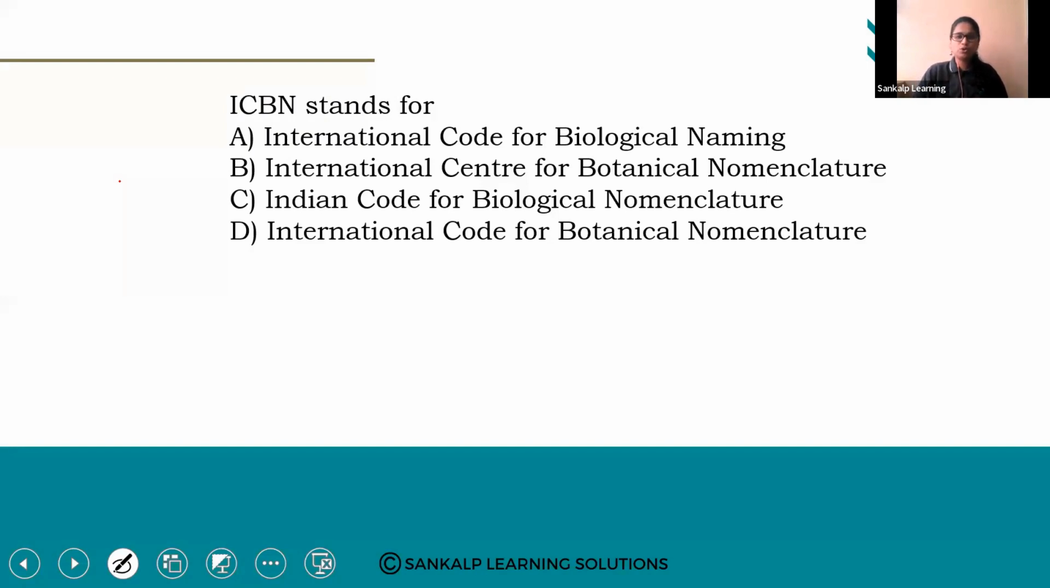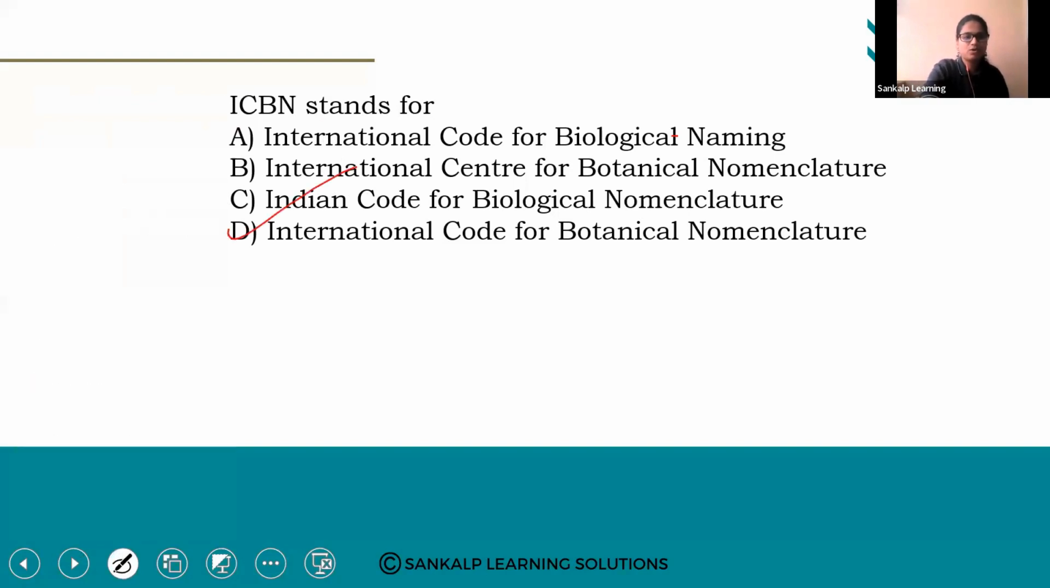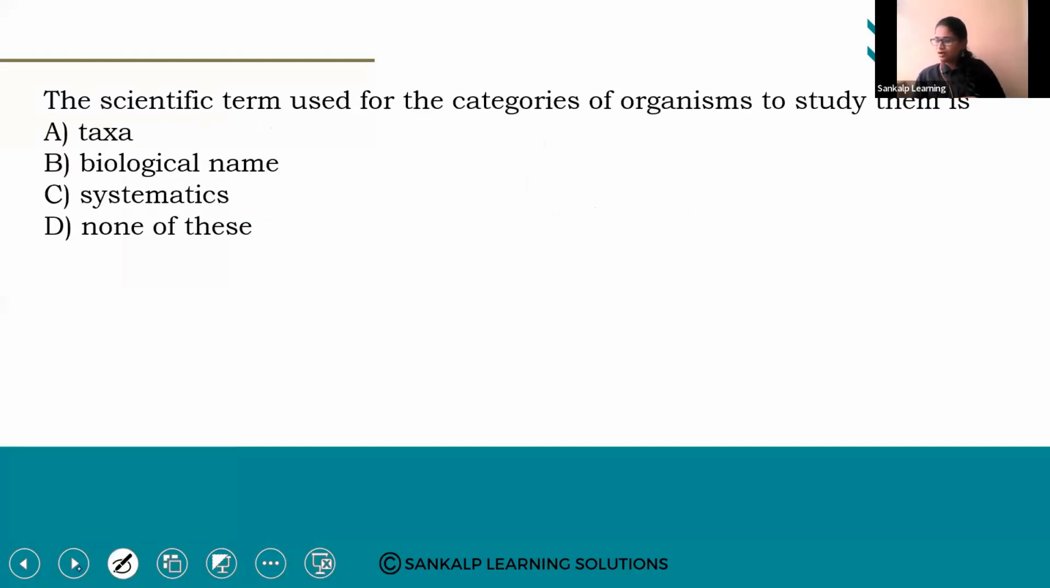So most of you voted for option D, that is International Code for Botanical Nomenclature is always a right answer. So option D is a right answer, guys. Okay, next.